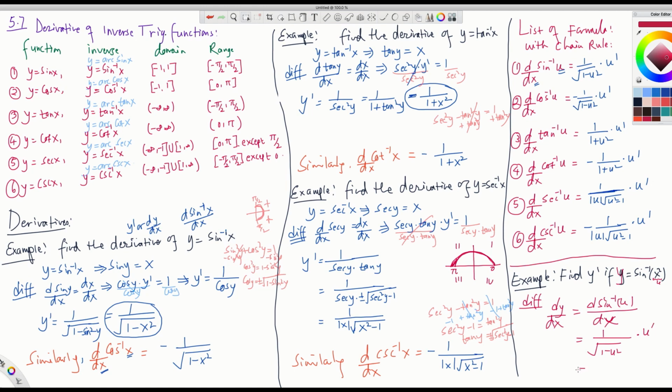So what is the value of u? u is x squared. So 1 over the square root of 1 minus u squared, where u is x squared, will be x to the 4th, because the square of x squared is x to the 4th, times 2x. You see that? So what is the final answer? The final answer will be 2x over the square root of 1 minus x to the 4th. That is the final answer. Okay, we will see some more examples here. Okay guys.